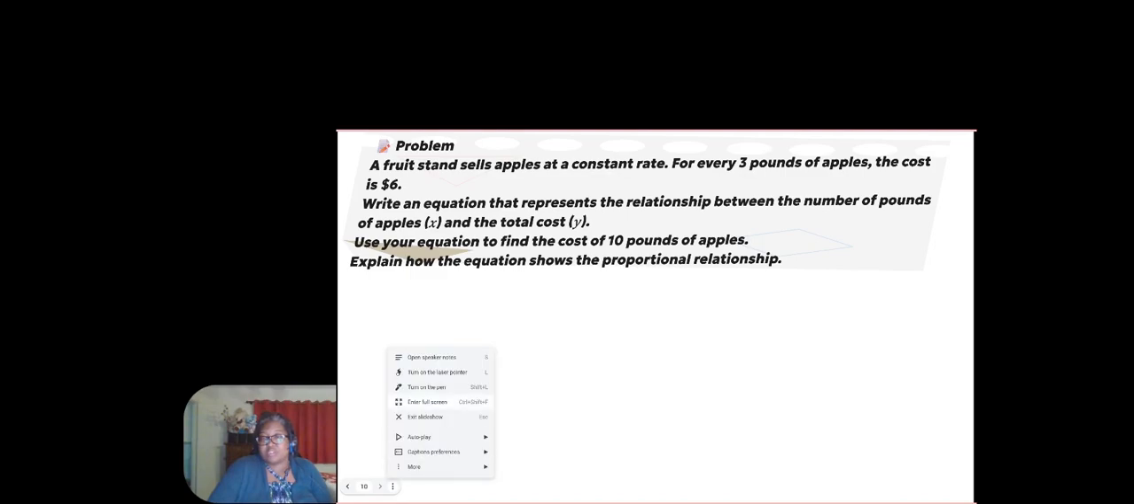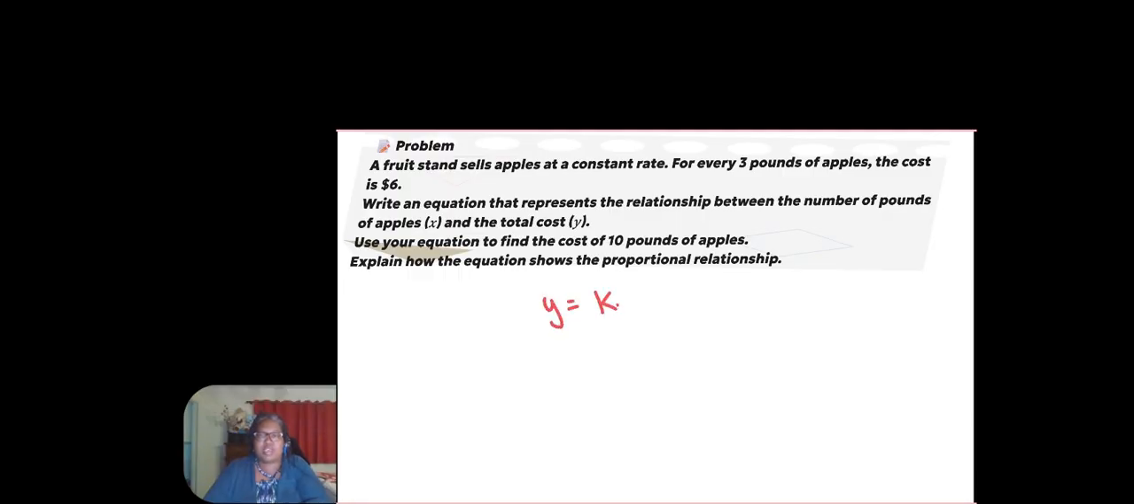So first, let's figure out what the equation should be. Well, when we're thinking about constant of proportionality, the equation is y equals kx. And the k here stands for unit rate or constant of proportionality. Either one, they can be used here interchangeably.